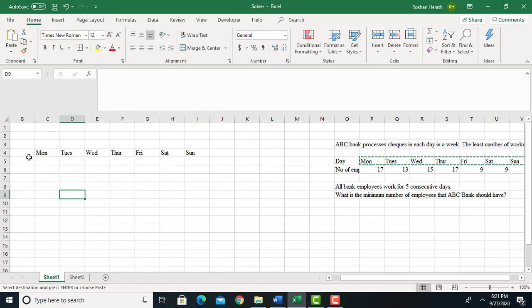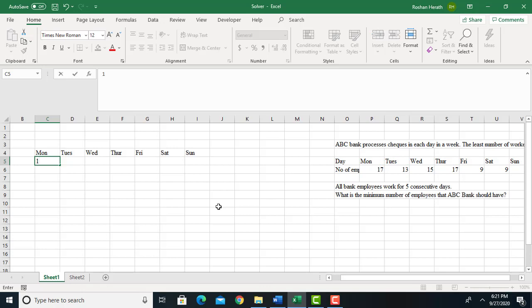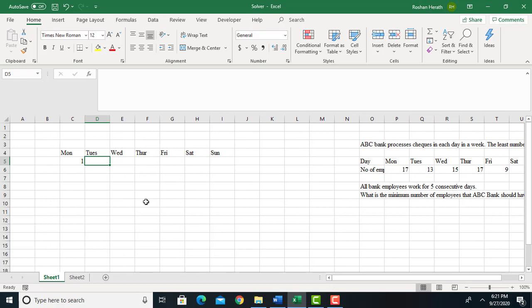So let's say that there are some employees who would start their work on Monday. Indicate the working days, I might take 1. So if a particular set of employees start their work on Monday, they need to go up until Friday because the bank employees work for 5 consecutive days. So accordingly, I might develop this structure as such. Then Saturday and Sunday, they are off days.